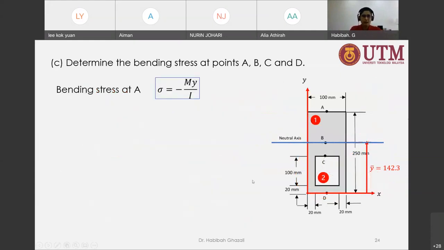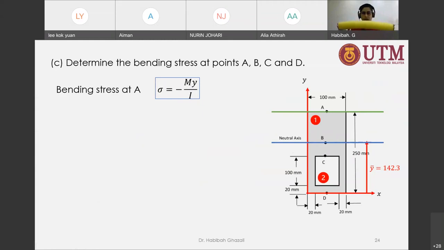We can start with bending stress at A. What I'm going to do for myself is draw that line. That line indicates where A is located. I want to find out what the stress is. Now imagine back to the beam. This is our beam. We want to find out the stress at the top part of our beam.